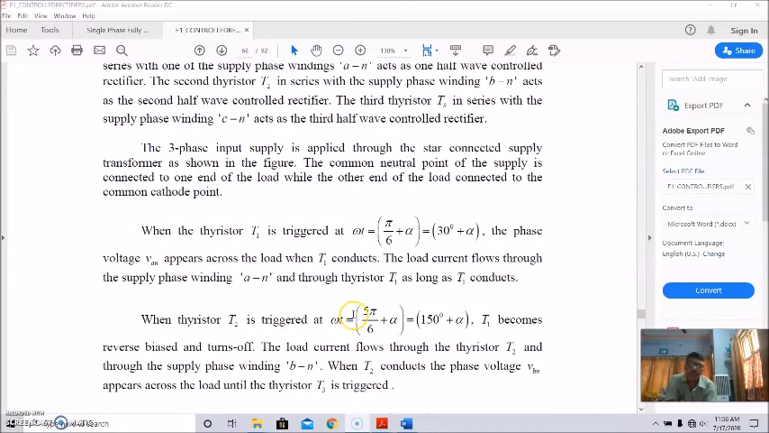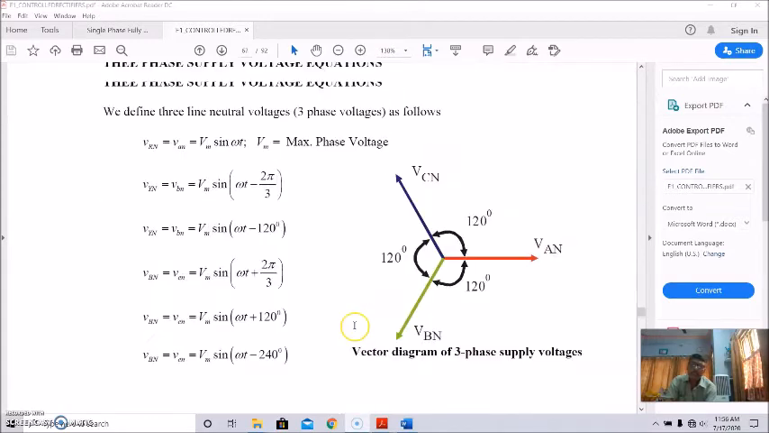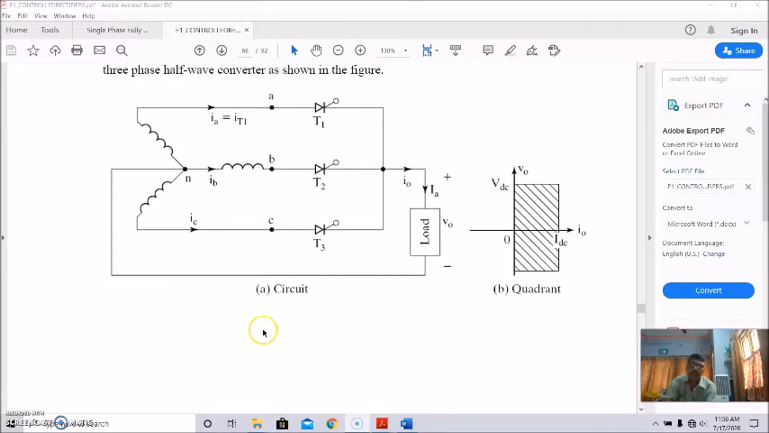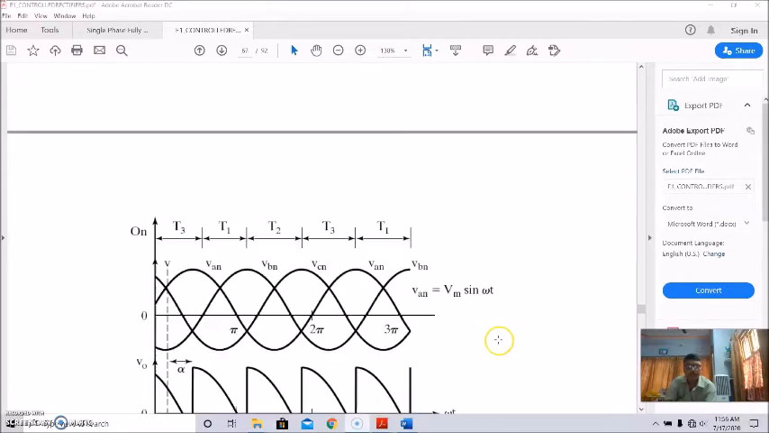So as shown, this is N, and this is one end of the load connected to the neutral, and the other end is connected to the cathode point of each and every thyristor. So for T1, T2, T3, this is the same connection diagram. See, this is the load. One end is connected to the cathode terminals of each thyristor, whether it is T1, T2 or T3, and the other end is connected to the neutral of the three-phase supply.